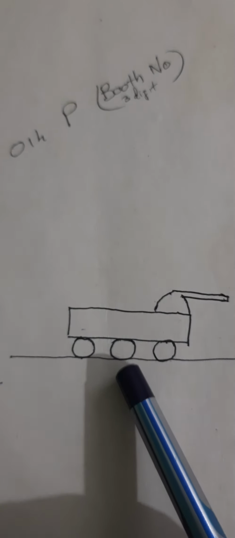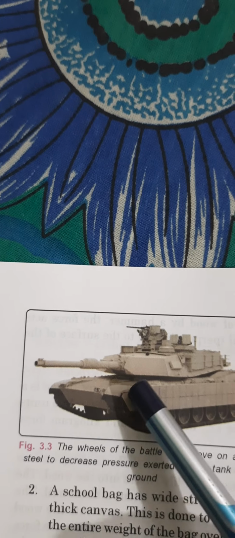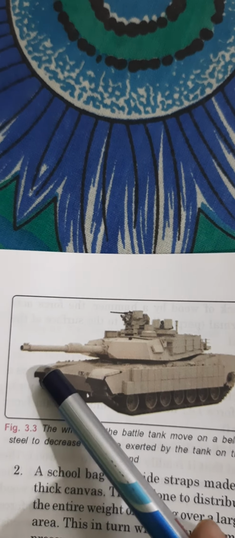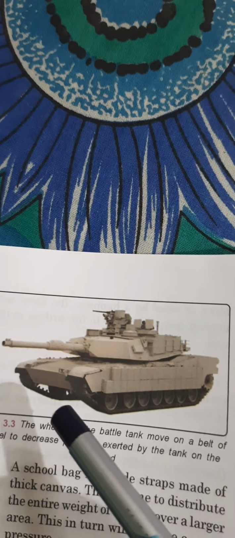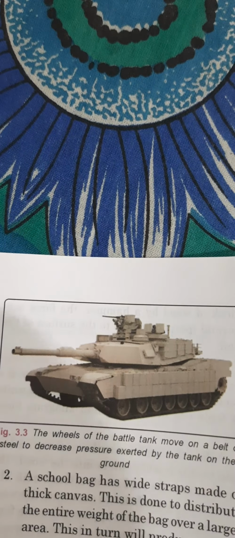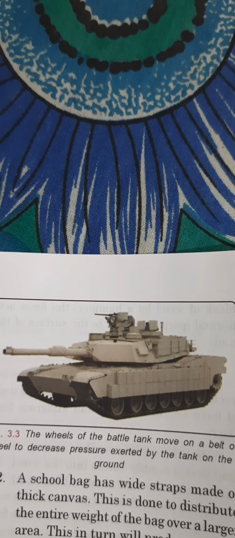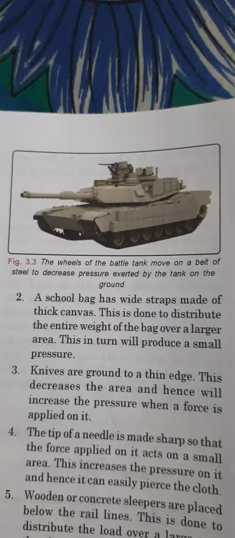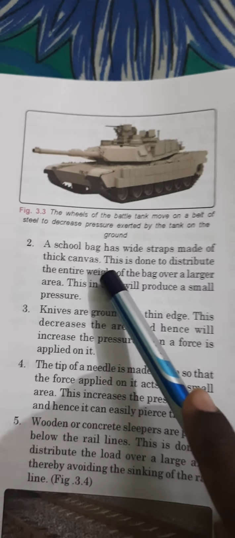To reduce that pressure, we increase the area. How? By wrapping the wheels with a broad belt. These belts increase the area of contact that the tank establishes with the ground. In that way, the road through which the tank travels will not be destroyed by the weight or the pressure of the tank.